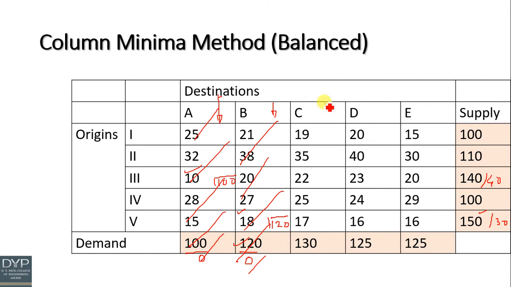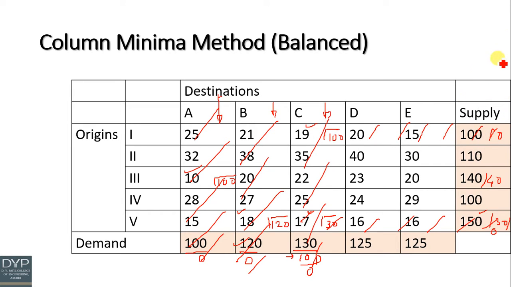Move to the next column, which is C. The minimum cost cell is 17, so assign 30 units to this. So 100 for this column are remaining, but the row is fulfilled, so the row can be removed. Now the column is still not fulfilled, as 100 units are remaining. So now assign it to the minimum cost cell, which is 19. Assign 100 units, as both are equal. So remove the column as well as the row.